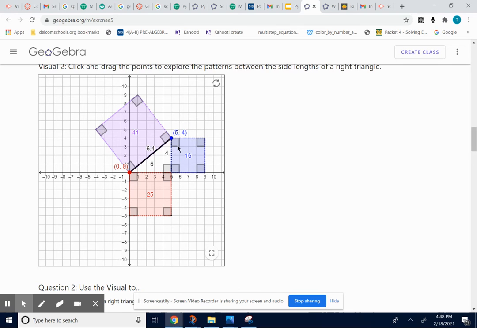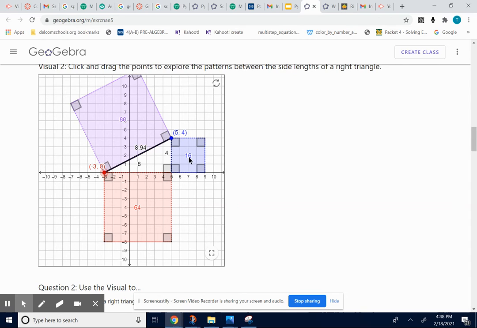Look at the squares of this right triangle. The square of this leg, 4, is 16. The square of this leg is 25. And the square of the hypotenuse happens to be 41. If you play around and drag these points around, you can see that anytime you have a right triangle, the squares of the legs will always equal the square of the hypotenuse. You see that?